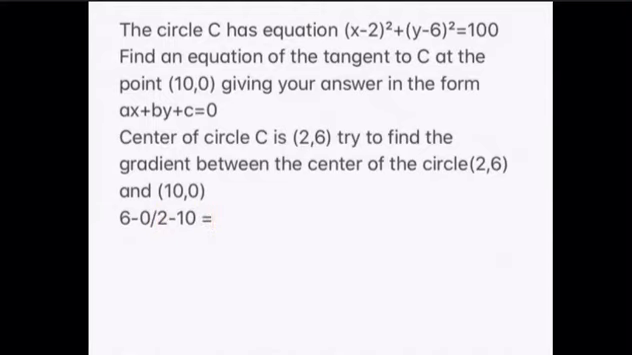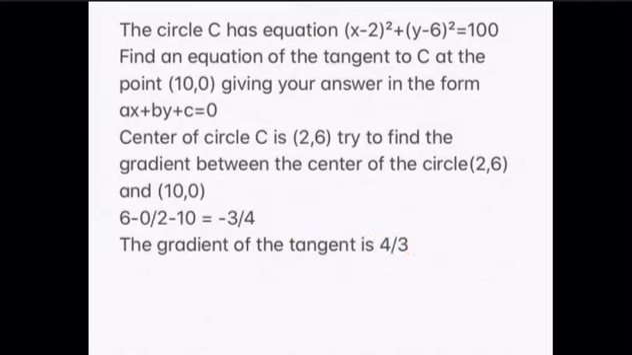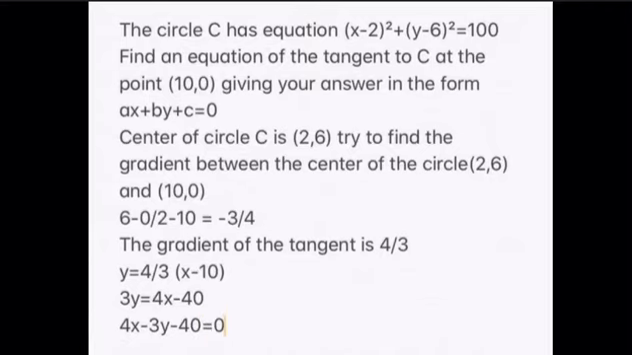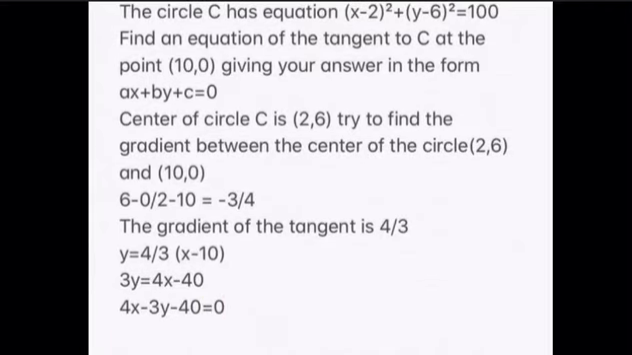So (6 minus 0) divided by (2 minus 10) equals... 6 divided by negative 8, which equals negative 3 over 4. So a line perpendicular to it, which is its tangent, has gradient 4 over 3, as they need to multiply to give negative 1. So the equation of the tangent is y equals 4 over 3 times (x minus 10), and you will end up with 4x minus 3y minus 40 equals 0.